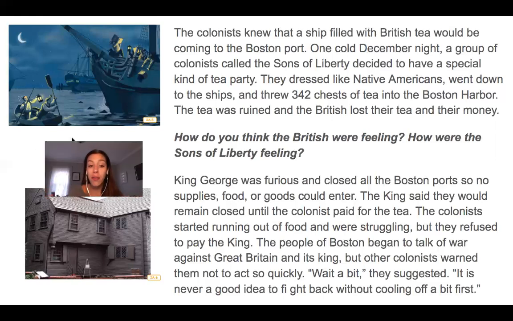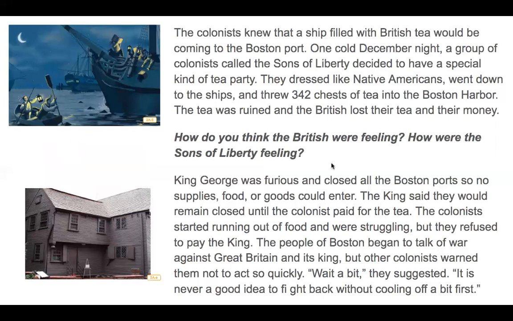So it sounds like some of the people in the colonies really were angry and did not like the king and wanted to fight, but some of them thought that they needed to calm down a little bit.